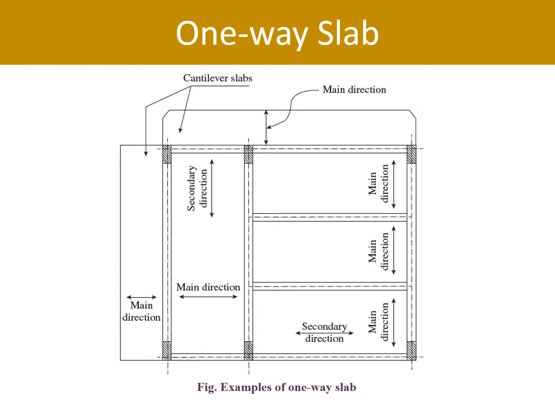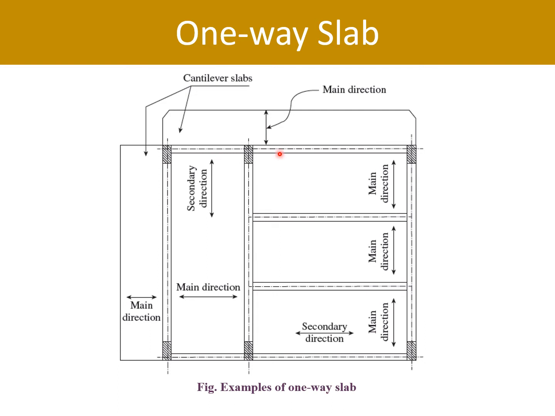So, for example, you can consider this axis. This slab whose span is more when compared to the other direction is a one-way slab. Again, it is a one-way slab. It is a cantilever type of slab.